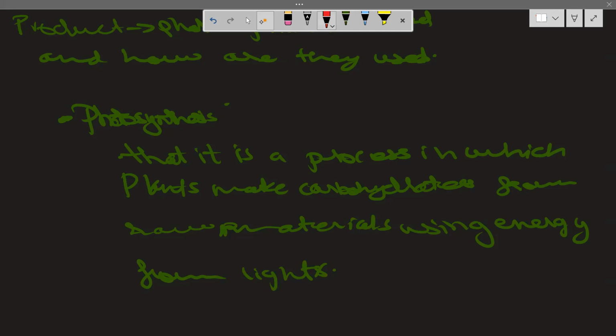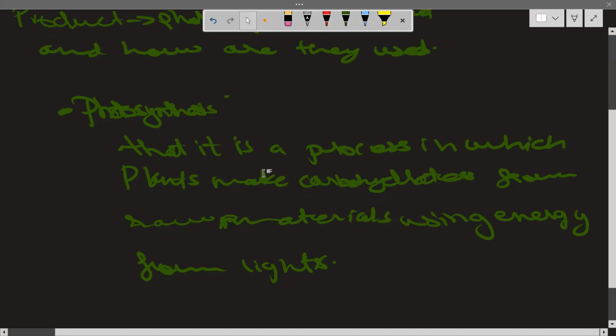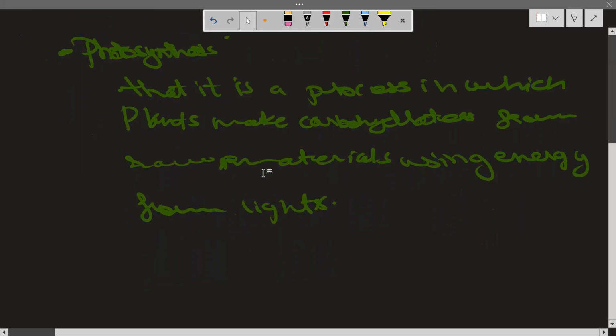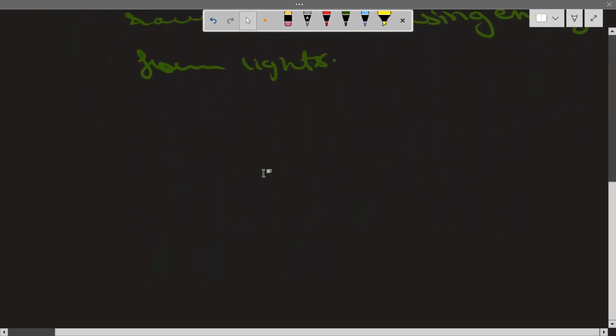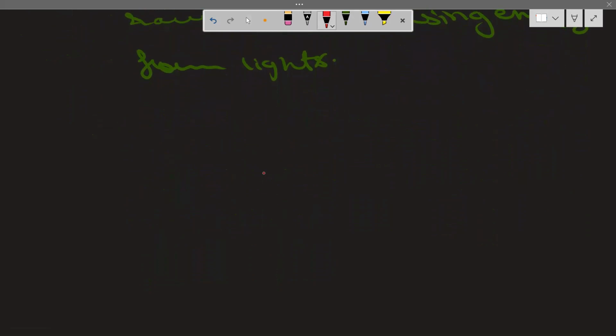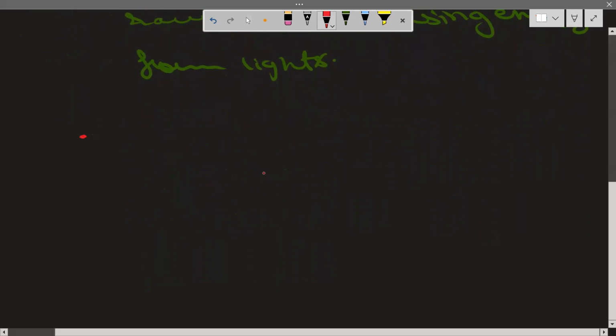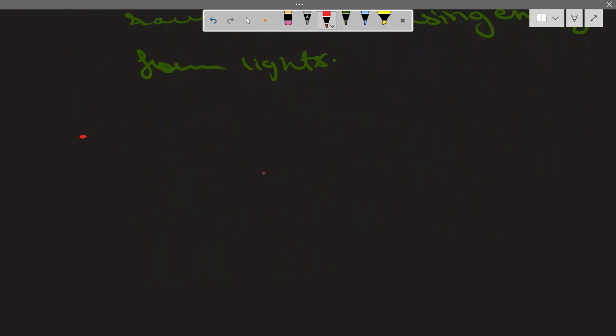So this is the basic definition. Okay. So you got what photosynthesis is from this definition. It means that it is the process in which plants make carbohydrates, the food they need to do work. Okay? Yes, so next, what is chlorophyll and what does it do.